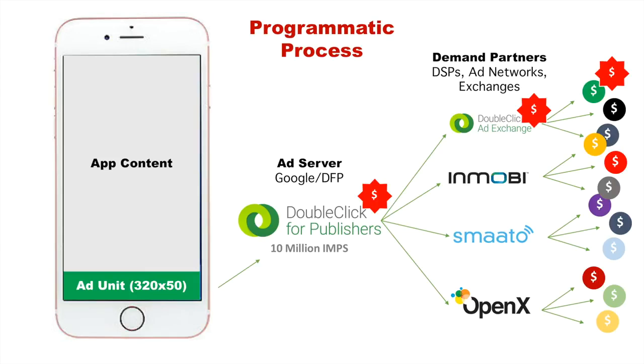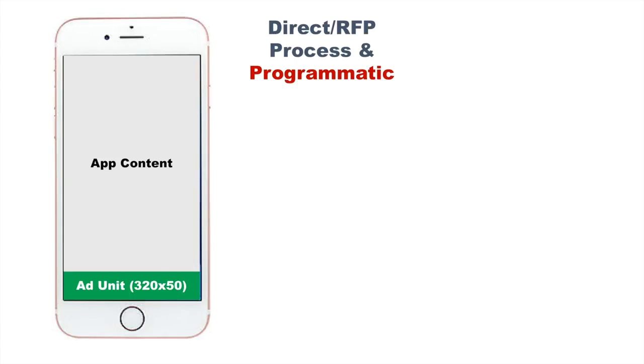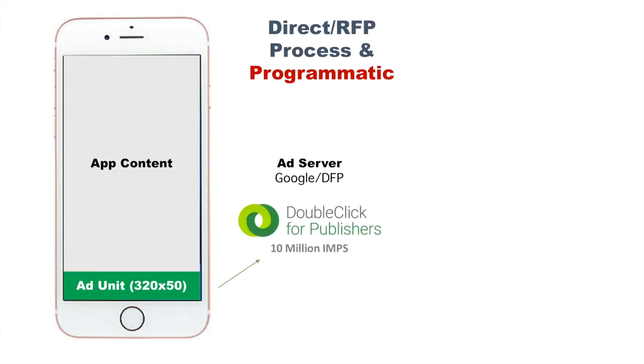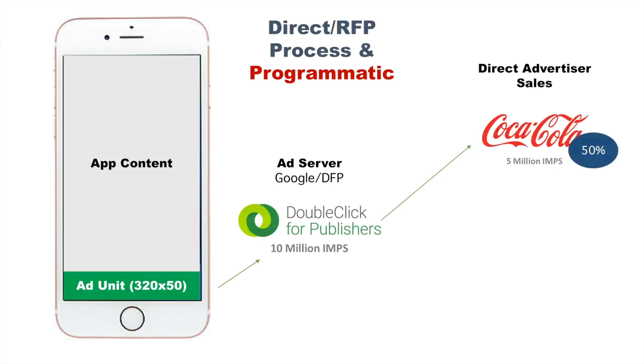If you're a large app, though, let's say you're somebody like ESPN. ESPN is huge, and they can demand an audience with some of the biggest advertisers in the world. So what they're going to do is a bit of a combination of that direct RFP process and programmatic. So again, same app, same ad space, same amount of impressions, same ad server. But if we're, let's say, ESPN, you can go direct to Coca-Cola, and they very well may buy half of your ads in a month.